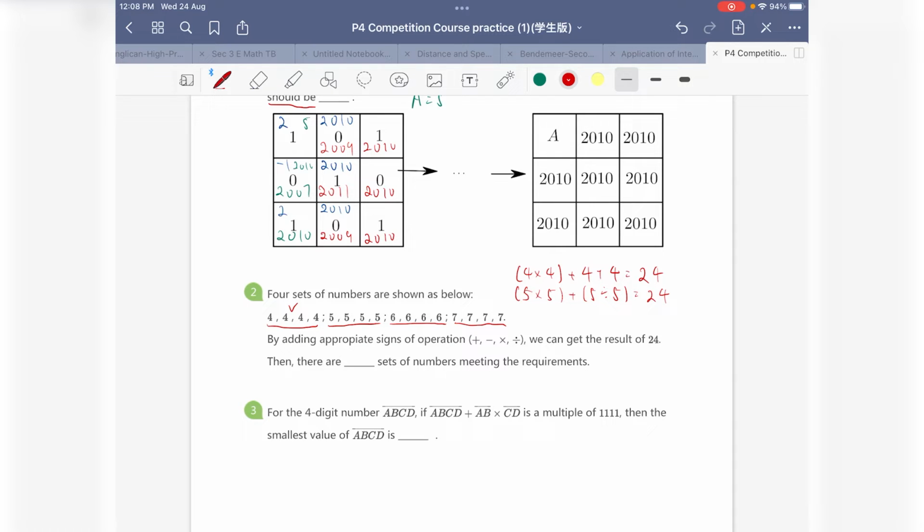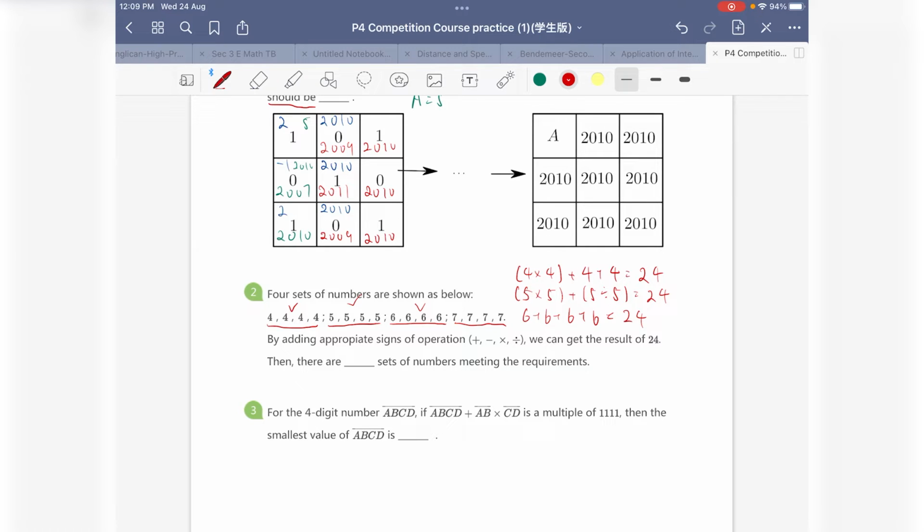And hence, we get 24 as well through this set of operations. Needless to say, what about 4 sixes over here? I think 4 sixes is pretty easy. We know that 6 plus 6 plus 6 plus 6 is equal to 24. So the third set is clear.